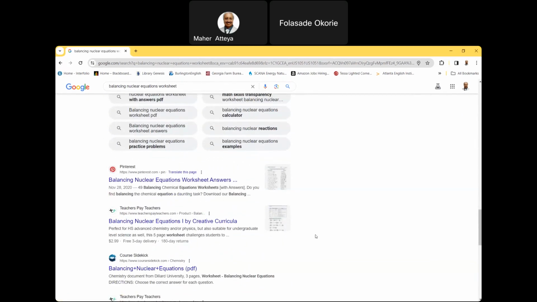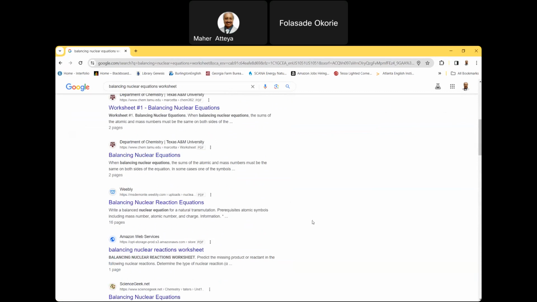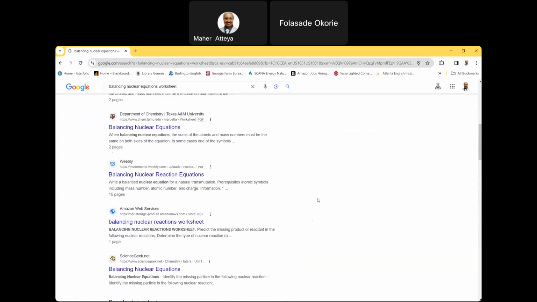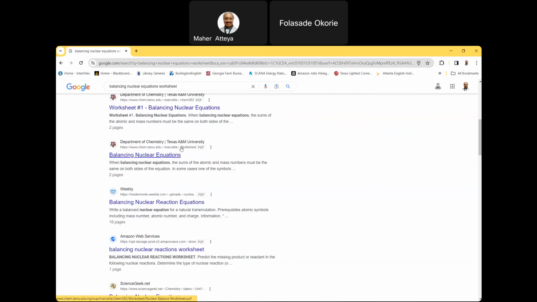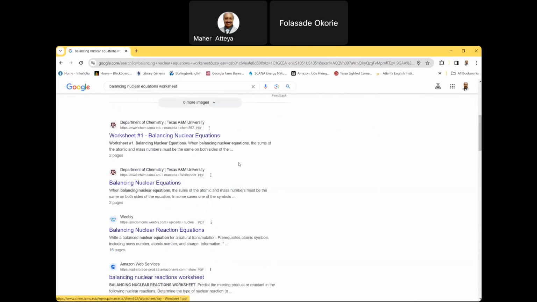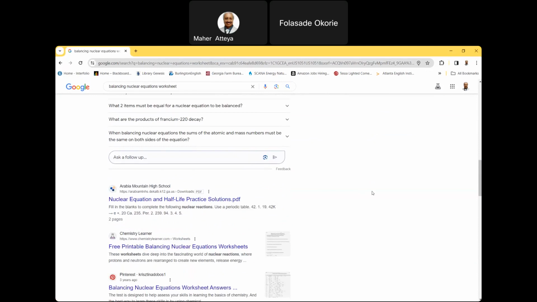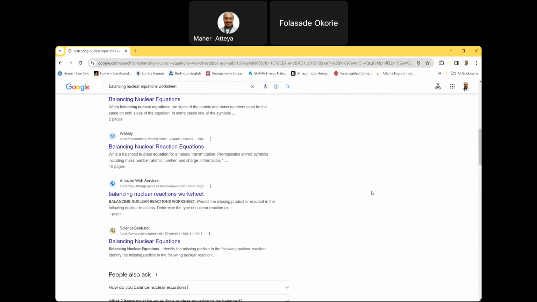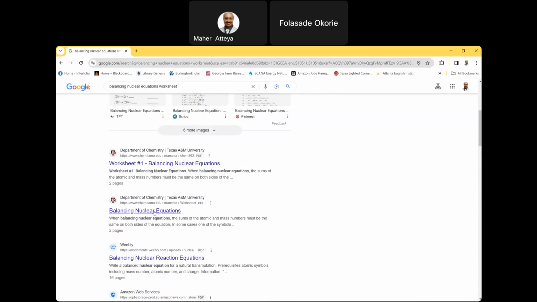So whatever you like. I will go through this again, and you decide which one you like. Those are mostly without answers on purpose, so you can study them and then check with answers. Just tell me the name of the worksheet, the title of the tab, like Amazon Web Service or Weebly or Department of Chemistry, Texas A&M. So which one do you like? The second one. This one here, Texas. Yes, sir.